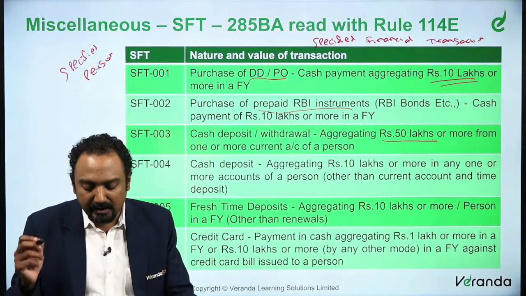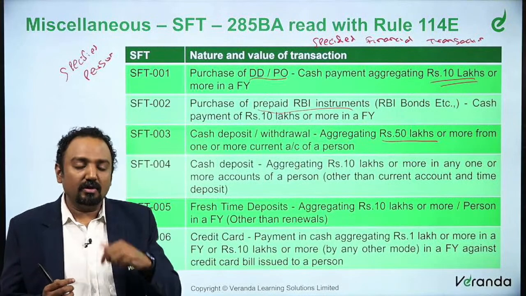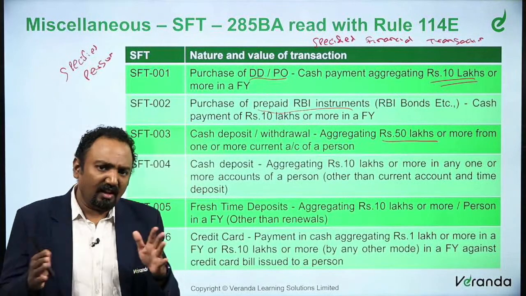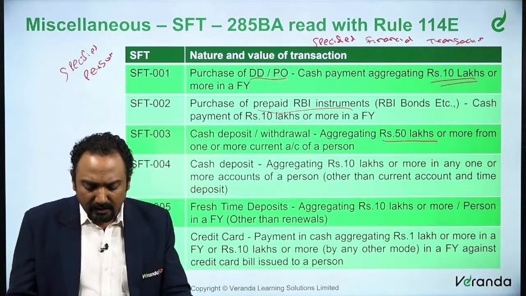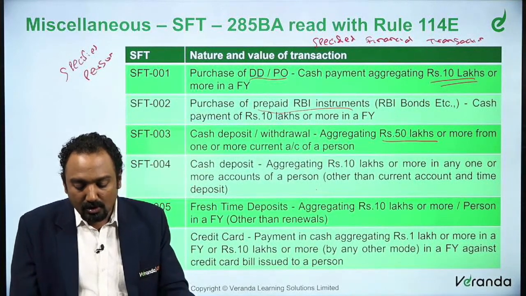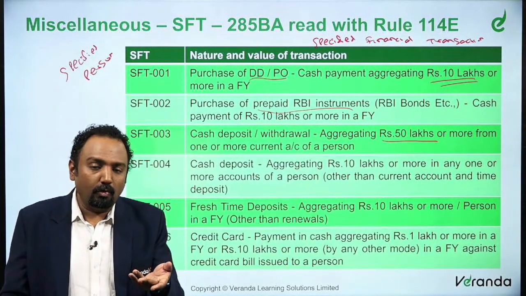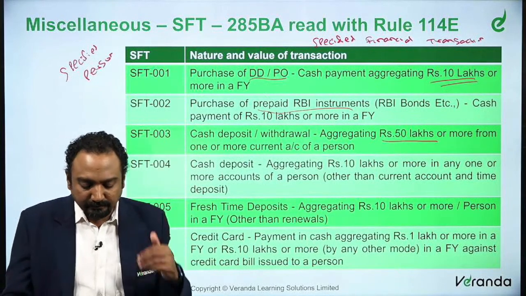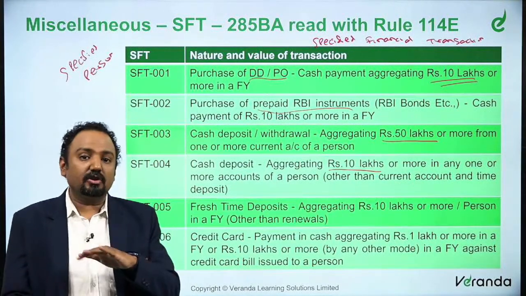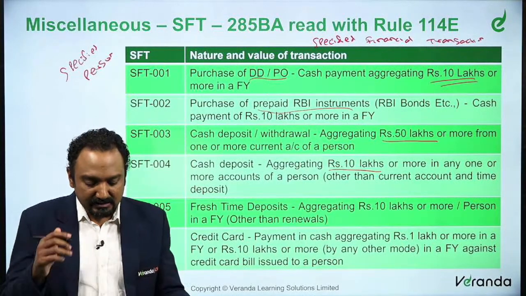Cash deposits or withdrawal aggregating 50 lakhs or more in a current account, from one particular current account. So, in one particular current account, if there is a withdrawal of 50 lakhs or more in that particular financial year, then that also has to be reported. Then you have cash deposit aggregating 10 lakhs or more in any one or more accounts of a person other than current account. So, you are talking about 50 lakhs for what? Cash deposit and withdrawal. When it comes to cash deposit of other than current account, it is 10 lakhs. So, for current account, the limit is 50 lakhs. For other than current accounts, it is 10 lakhs, that is SFT 4.